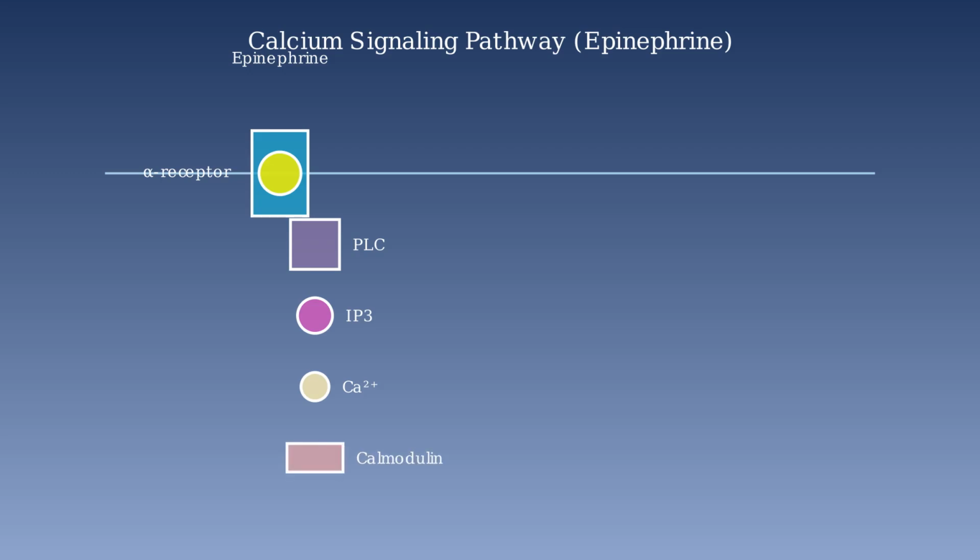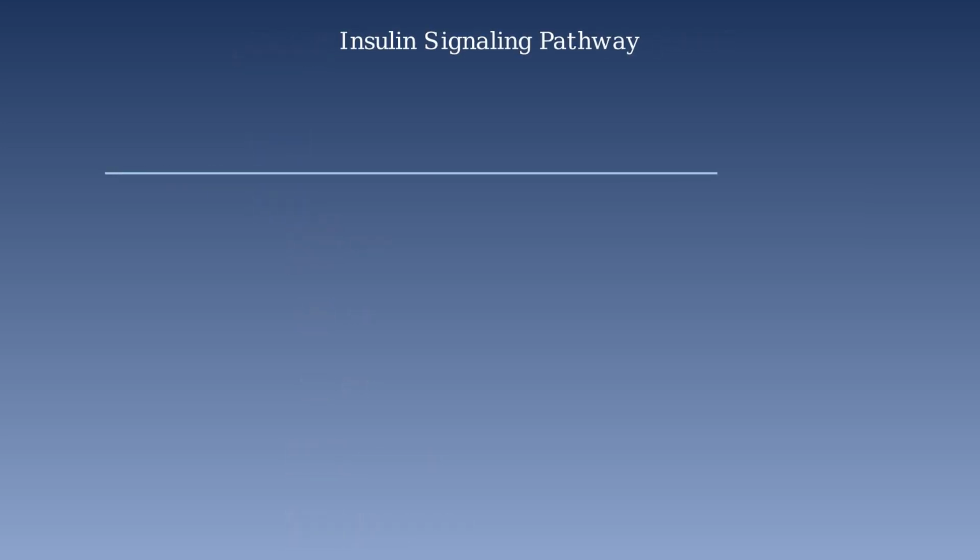Calcium binds to calmodulin, forming a calcium-calmodulin complex. This complex activates phosphorylase kinase, which then phosphorylates and activates glycogen phosphorylase, leading to glycogen breakdown. The insulin signaling pathway contrasts with the previous pathways by promoting glycogen synthesis rather than breakdown.